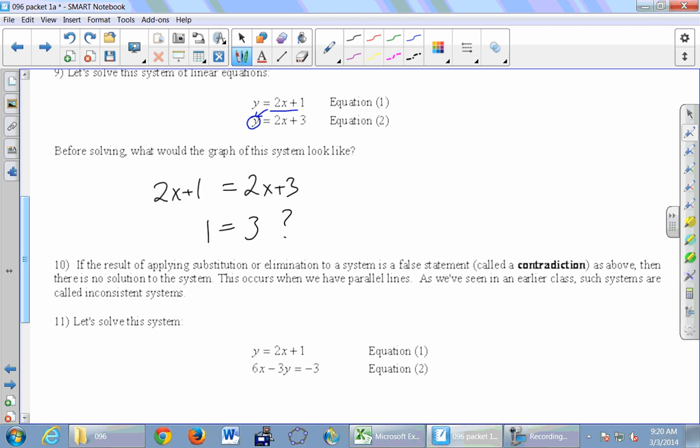Maybe we can go to, Morgan, did you read? You did, right? Did you read already? Zach, can you read number 10, please? Okay, so our conclusion when you get something ridiculous like 1 equals 3 is there's no solution.